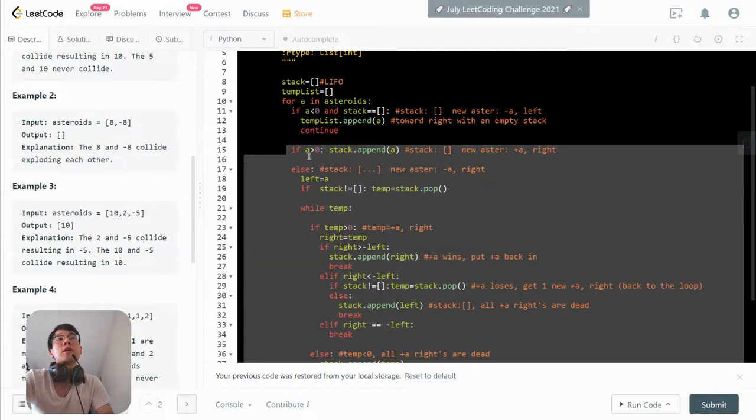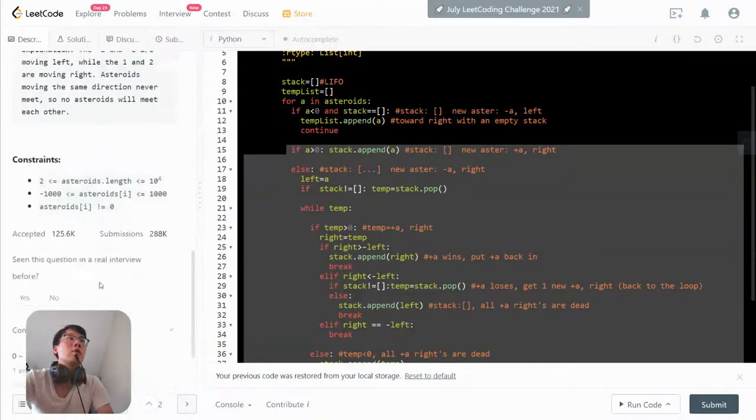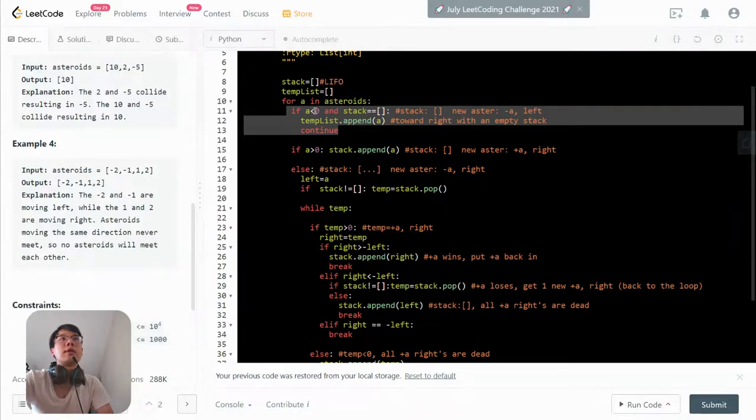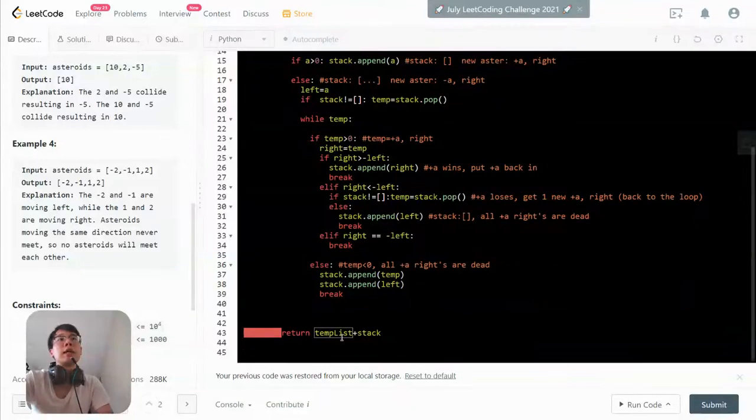The starting point is that whatever is in the stack is greater than 0, meaning it's all going to the right. But in the case where the starting asteroid is going to the left, this statement accounts for that scenario. If the asteroid is negative and the stack is empty at that point, we just keep appending to a temp list, and then we append this temp list at the front of the stack, which we will be returning.